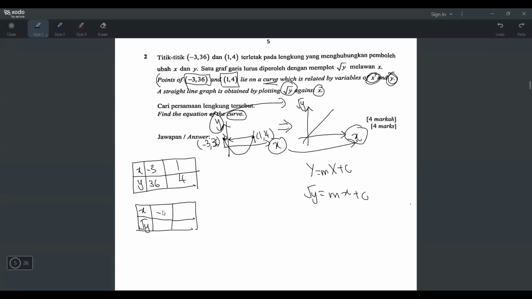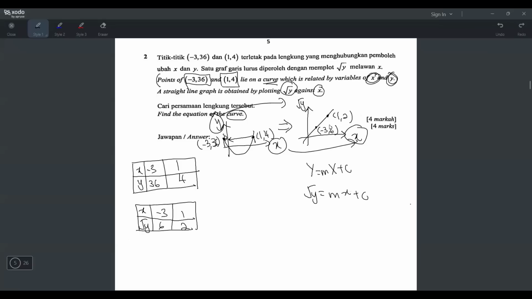So the x stays the same, negative 3, 1. But the square root y, I have to square root 36. I'll get 6. Square root 4, I'll get 2. Okay, take the positive value. When you square root, take the positive value. So now you end up with these 2 points. It means these 2 points are the points that the straight line passes through. Now it makes sense already. Square root y against x. So the straight line passes through negative 3, 6 and 1, 2.